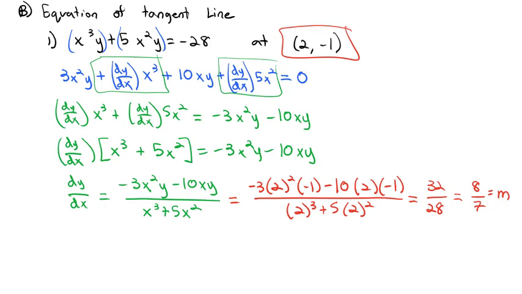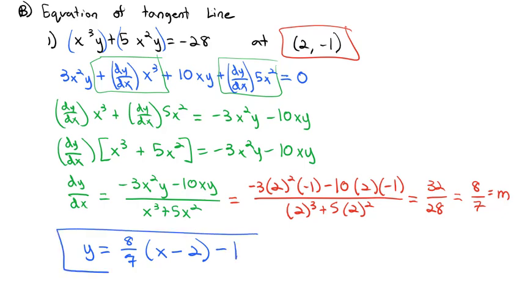So the equation of the tangent line: y equals m, my slope 8 sevenths, times x minus x1, which is 2, plus the y1, which is negative 1. The equation of our tangent line of this ugly function is 8 sevenths times (x minus 2) minus 1.